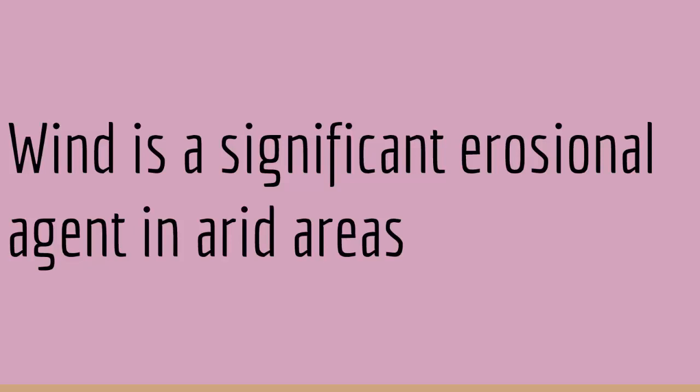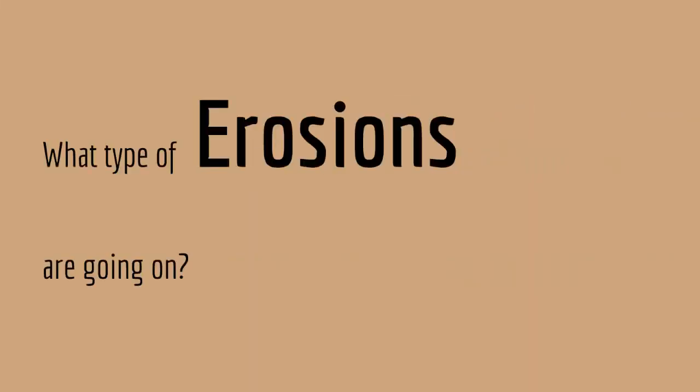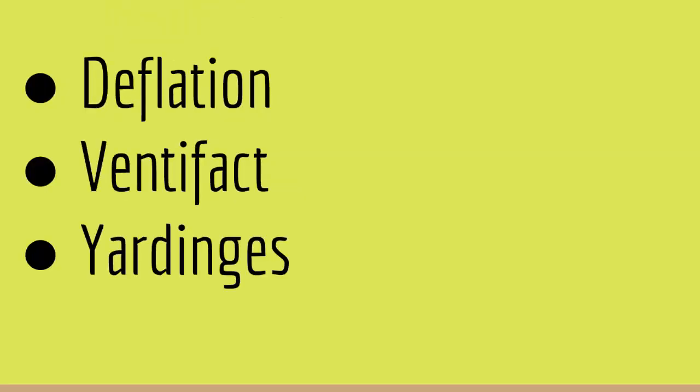However, wind comes after water. Water is the most significant erosional agent, and then comes wind. But unlike wind, water needs streams to flow in and do erosion. However, wind can cover a large area without needing a stream. So what types of erosion do we have that are due to winds, or what types of erosion are going on in arid areas? Well, we have several types. We have deflation, we have ventifacts, and we have yardangs. So let's look at each of these in more detail.